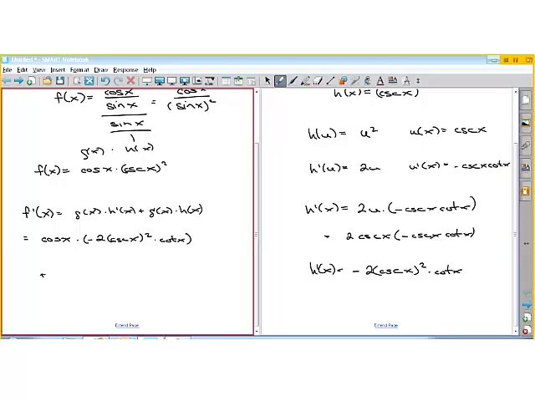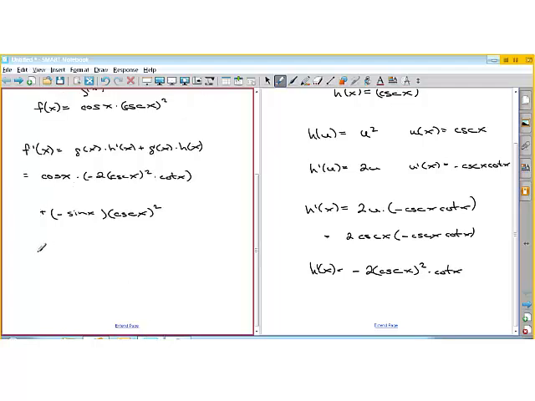g prime of x, which is the derivative of this, is minus the sine. So you get negative the sine of x times h of x, which is cosecant squared. Cosecant of x quantity squared. Okay. That's right. Okay, let's do a little simplification here.